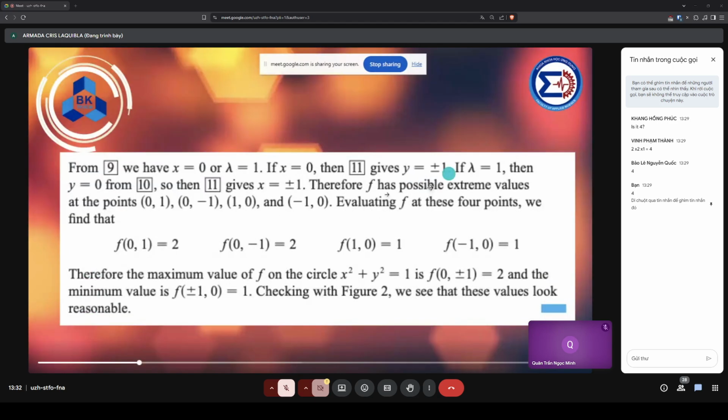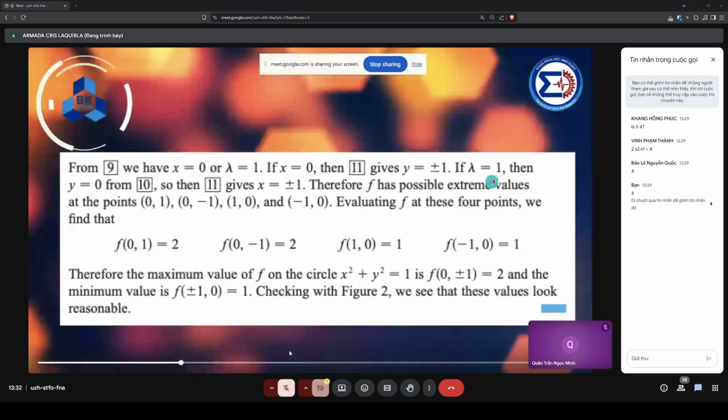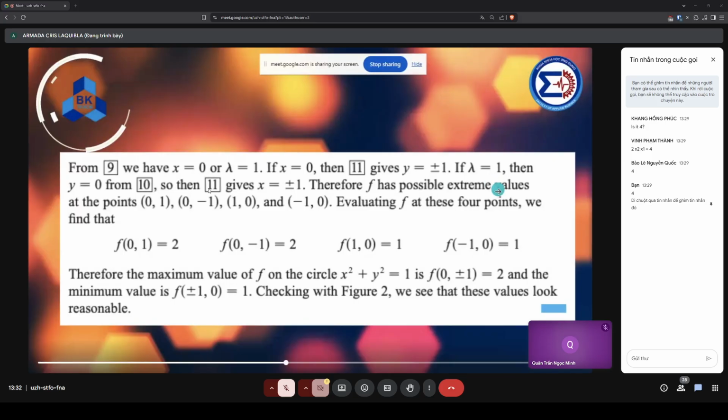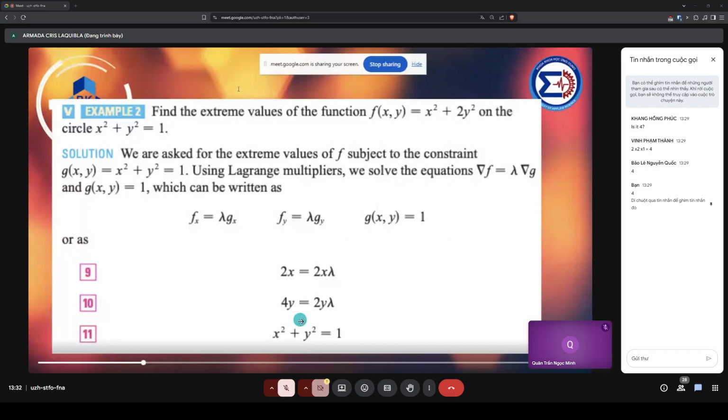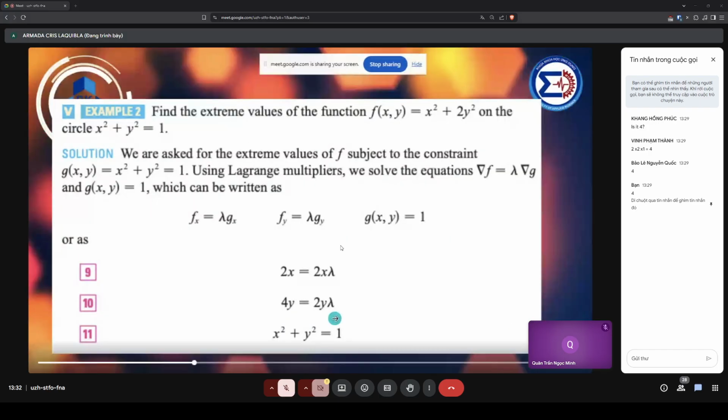Now if lambda is 1, class, if lambda is equal to 1, then y is equal to 0, correct? Look at here. If your lambda is 1, you have there 4y is equal to 2y. After that, transfer 2y to the right.